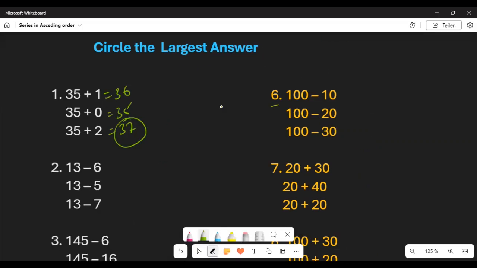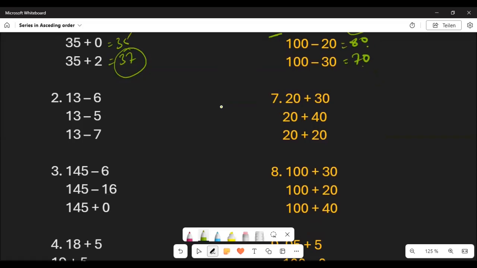Now let's go. For the purpose of scrolling down, I would go from 1 to 6, so that when I scroll down, I just handle everything. So I'm not going to follow number 1, 2, 3 to 6. Now let's look at number 6. Here is subtraction. What is 100 minus 10? We have 90. 100 minus 20, we have 80. 100 minus 30, we have 70. In this case, the idea is to cycle the largest answer. So from 70, 80, and 90, 90 is the largest.